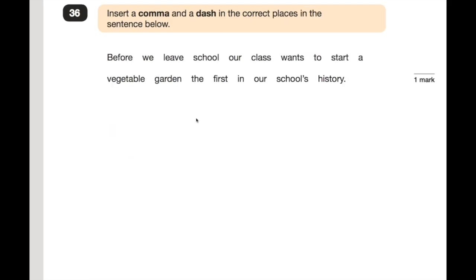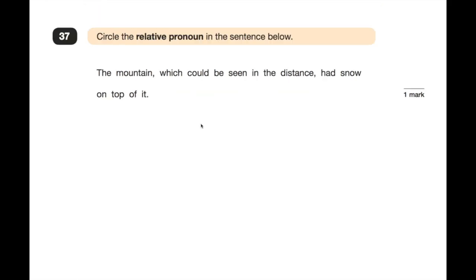Number 36, insert a comma and a dash in the correct places in the sentence below. So before we leave school, our class wants to start a vegetable garden, the first in our school's history. Now, before we leave school is a fronted adverbial, so that has a comma after it. Before we leave school, our class wants to start a vegetable garden, the first in our school's history. This bit here, the first in our school's history, is extra information relating to the vegetable garden, so that is where the dash goes.